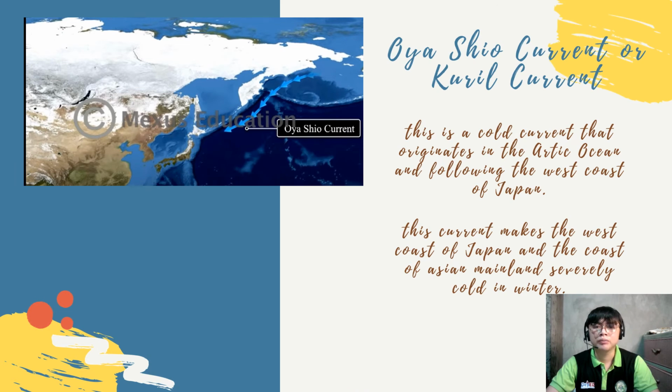Next is the Oyashio Current or the Kuril Current. This is a cold current that originates in the Arctic Ocean and follows the west coast of Japan. This current makes the west coast of Japan and the coast of the Asian mainland severely cold in winter.